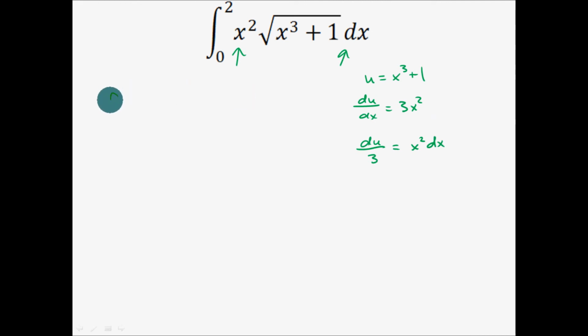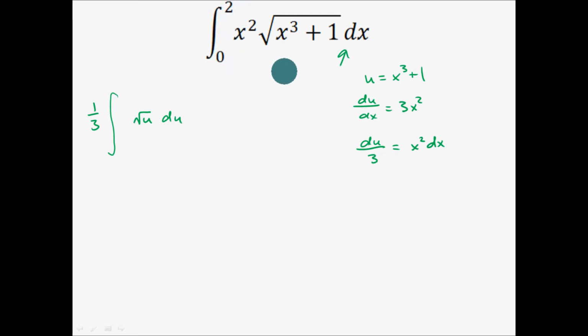All right, so my new integral is going to look like this. This is going to be the square root of u, and then x squared dx becomes du over 3. Okay, heads up here. Something we need to be careful about. 0 and 2 are values of x. They are not values of u. The writer of this problem has no clue what u is. You are making up u. So 0 and 2 are not values for u. They are values of x.